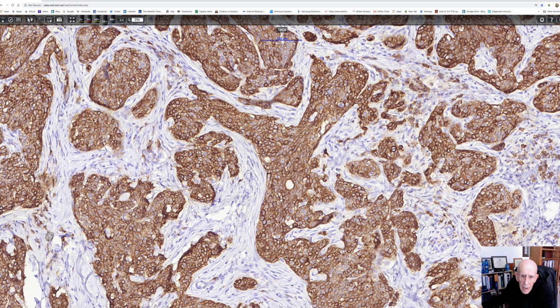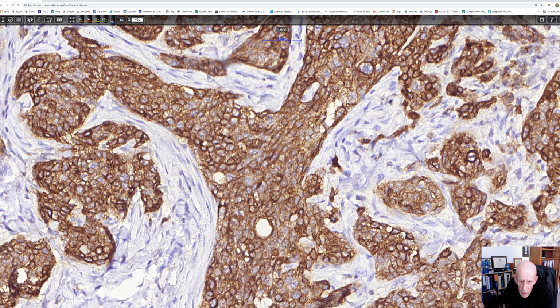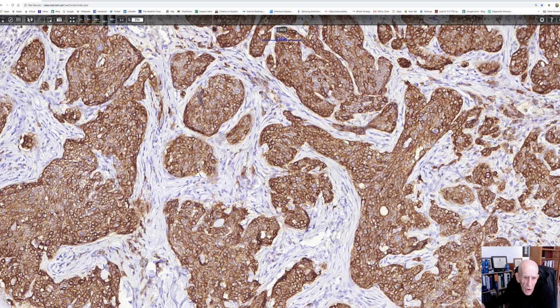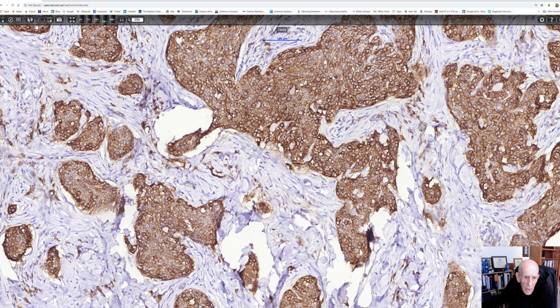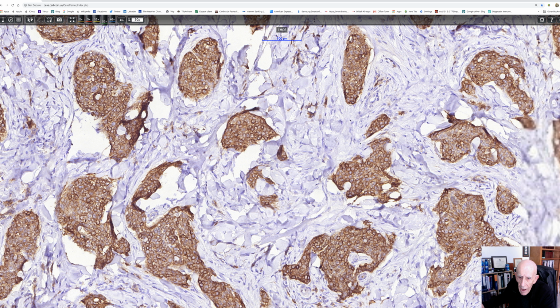Now, if we're lucky, these ducts, oh, there you are. Now that's quite nice, because you've got an accentuation of that duct there, and there's another one there. It's just that the EMA is so positive, it's hard to pick it out. But if you wanted EMA to confirm ductal differentiation, then that can be useful. I'm going to look at CEA in a minute or two.